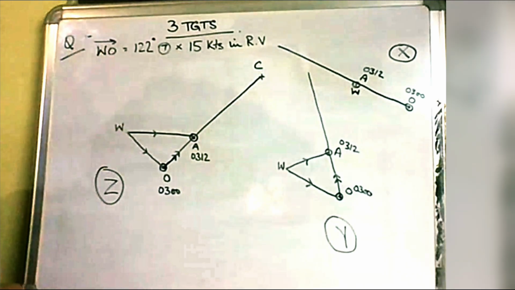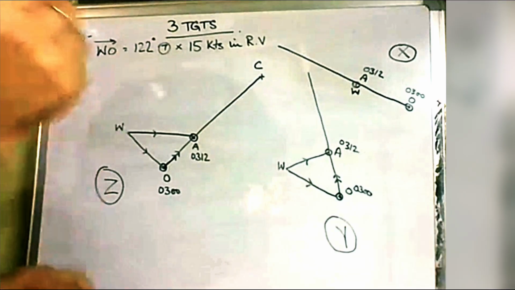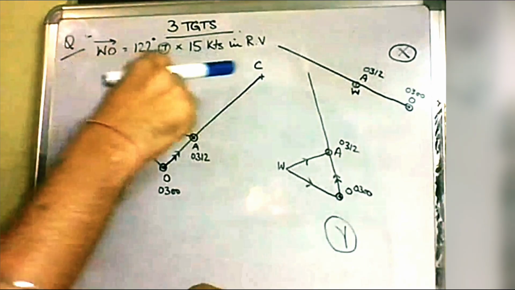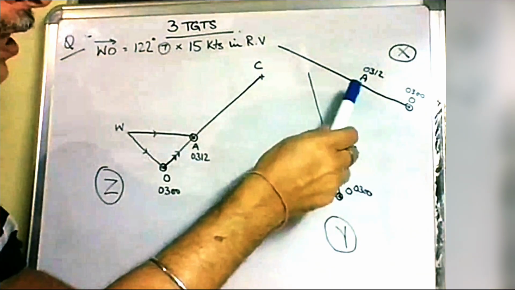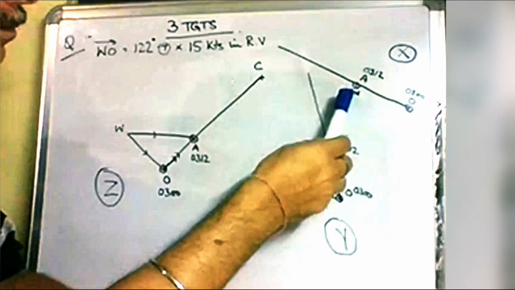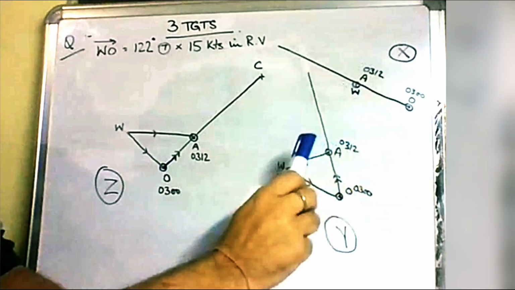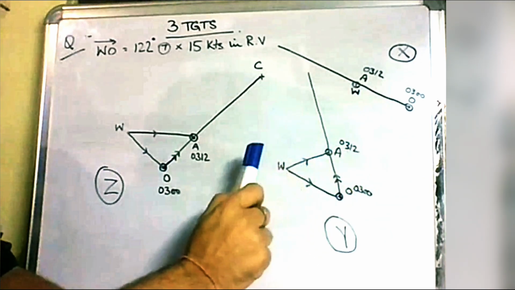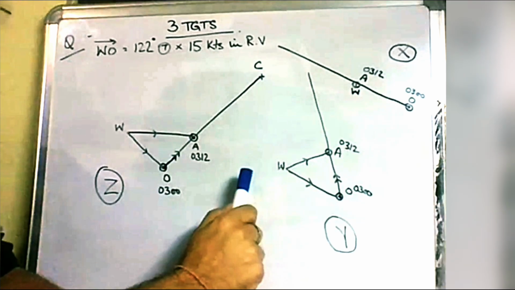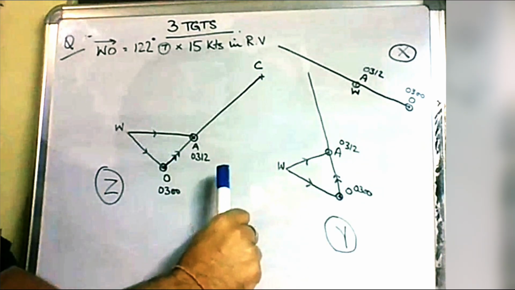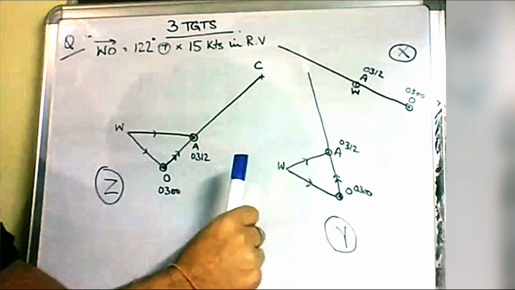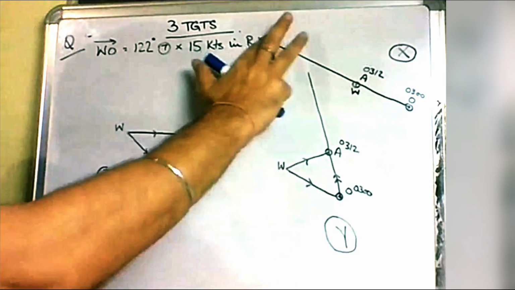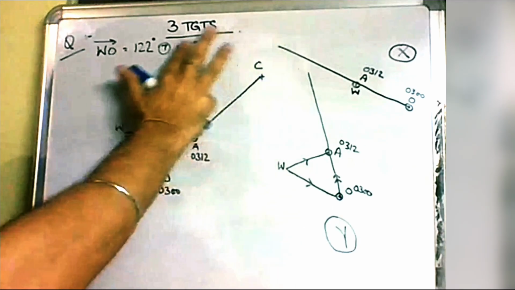So I just want to know, is W and A coinciding? Yes sir, it is coinciding. Okay. So just leave it like that. No need to put any arrows there, because it's a stationary target. So therefore you can just afford to leave it.